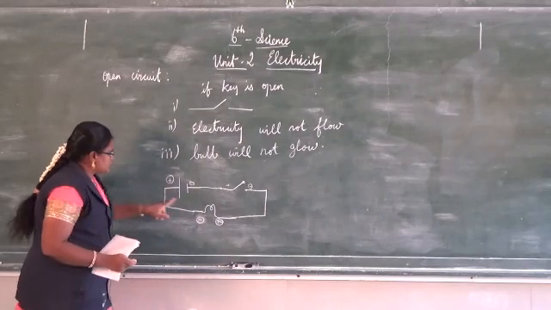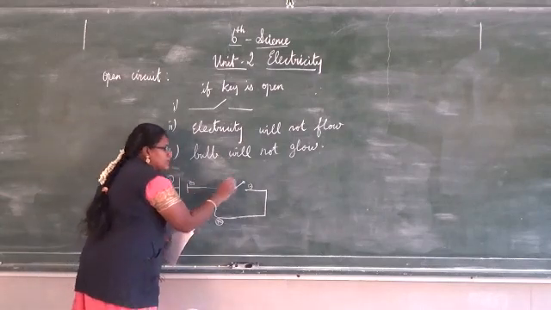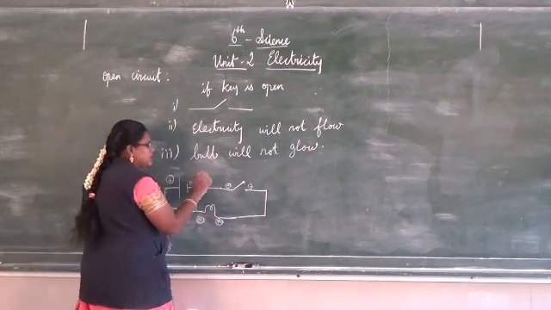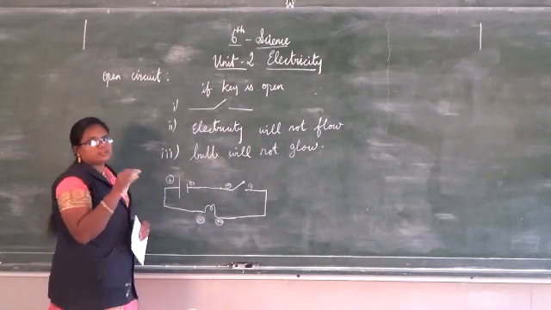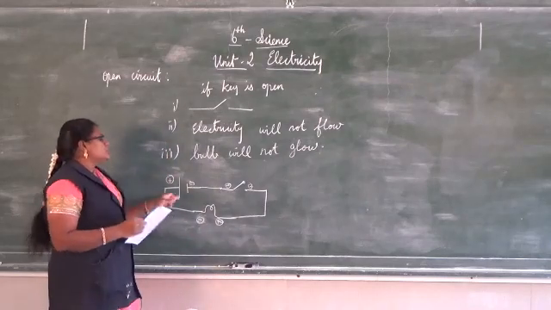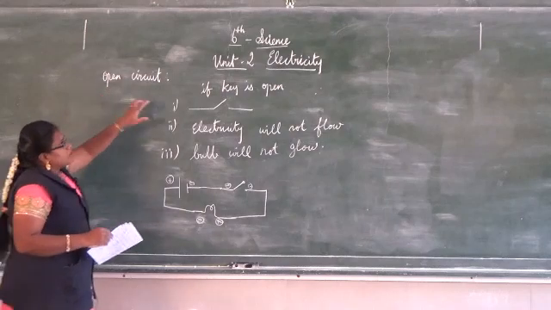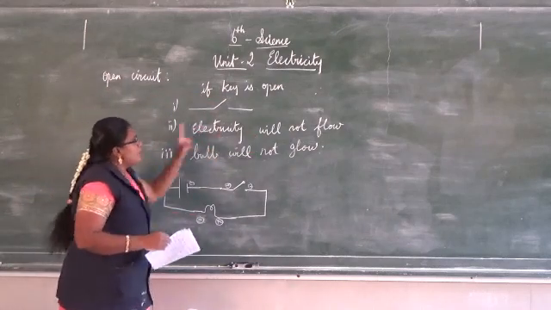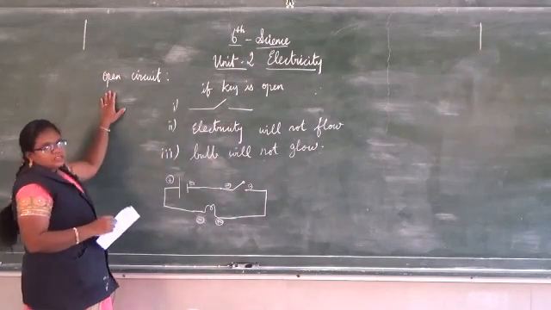So opposite. Positive, negative. Next, immediately positive only should come. Then only the continuous flow will be there. Positive, negative, plus, minus, plus, minus, plus, minus. If it is plus, plus in the same place, what happens? The flow of current will not be there, so the bulb will not glow. So open circuit means if the key is open, electricity will not flow, bulb will not glow. This is the picture for the open circuit.